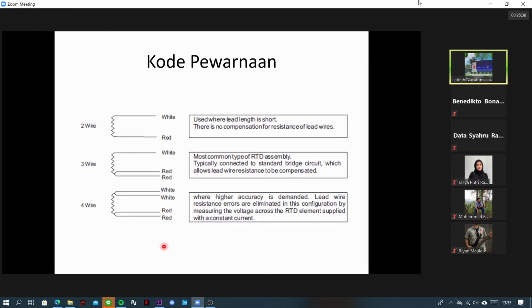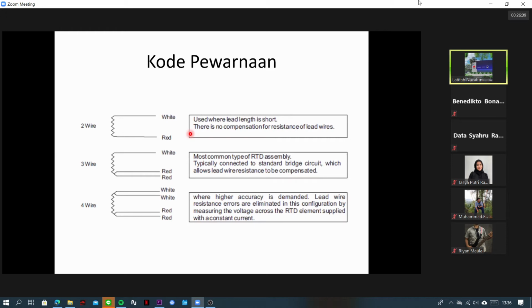Okay, in two wires RTD, there can be red and white. It is used where the lead length is short, definitely two wires. Remember the previous slides, two wires are mostly used for short distance. And there is no compensation for the resistance of lead wires.